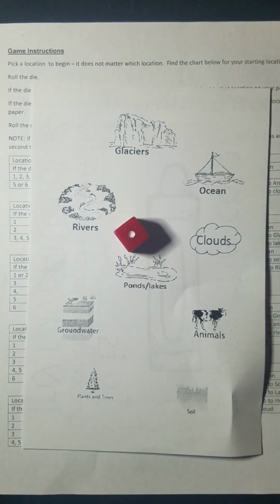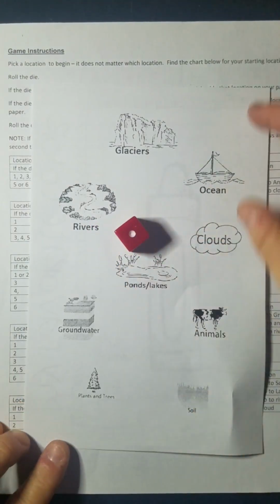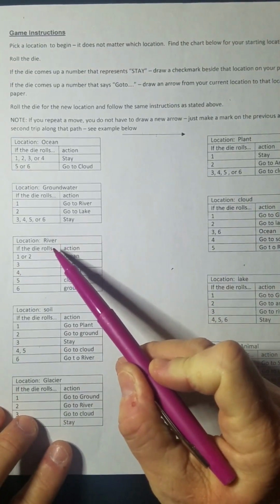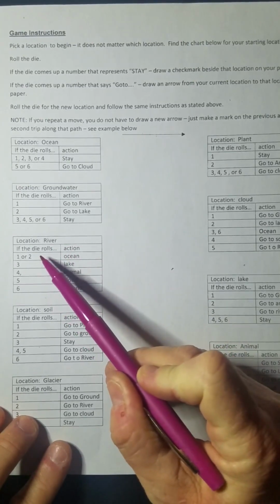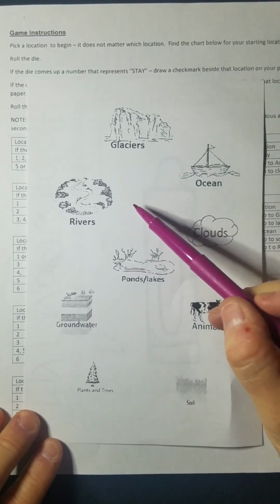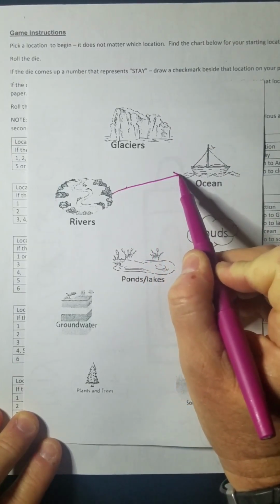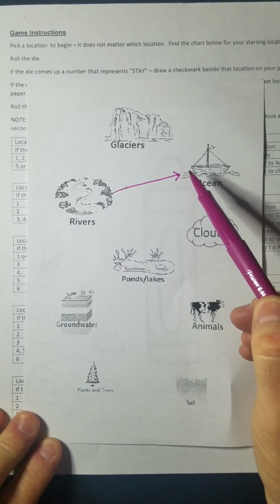Now, I'll pick a location to start. I'll say I'm going to start here in rivers. And I roll the number 1. Well, I have to go to my instruction sheet and find rivers. If the die rolls these numbers, this is where I go. So I was at river and it rolled a 1 or a 2. I am going to go to ocean. On my sheet, I'm going to draw a line from rivers going to oceans, because that's what it told me is a path by which water can move. Water's in a river and it can go to the ocean.